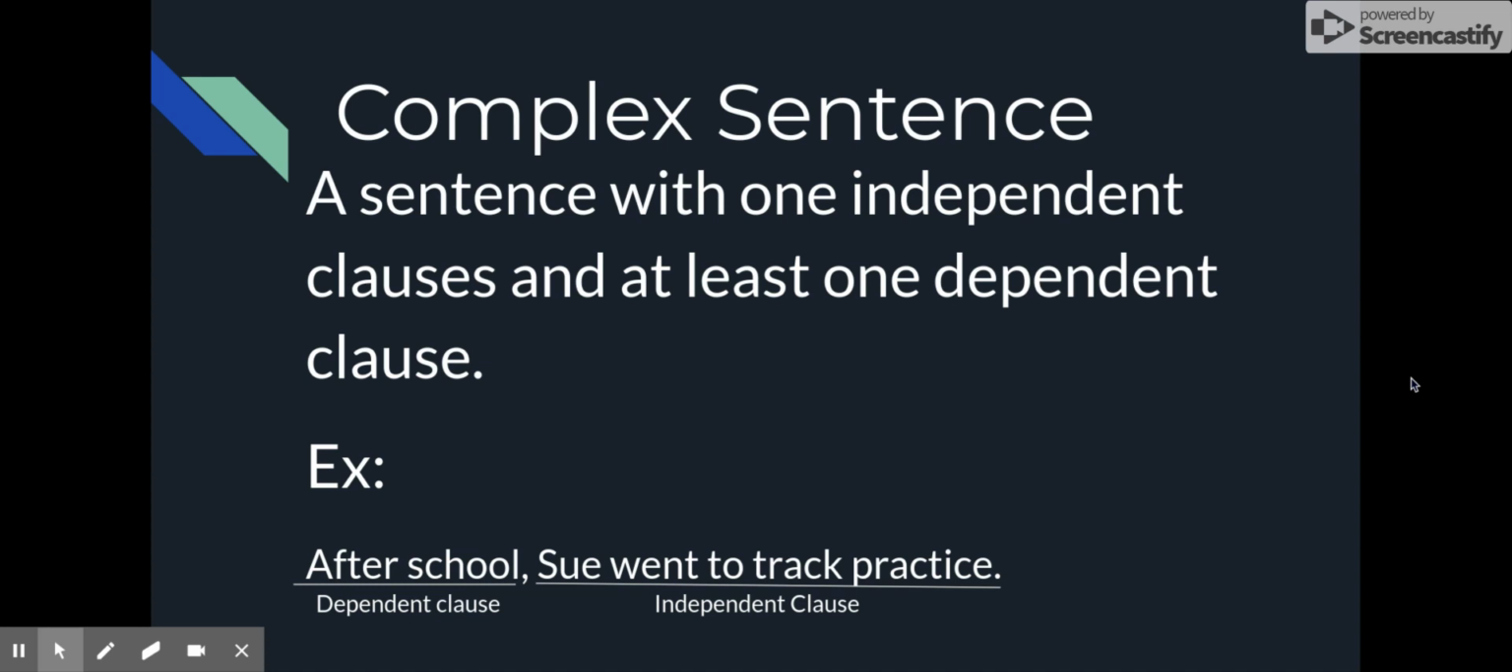So we have our independent clause, Sue went to track practice. That can stand alone. We have Sue as our subject, went to track practice as our predicate. If we string the dependent clause with the independent clause, then we have a complex sentence. You can have as many dependent clauses as you want, as long as it's punctuated correctly and has a coherent thought in a complex sentence.